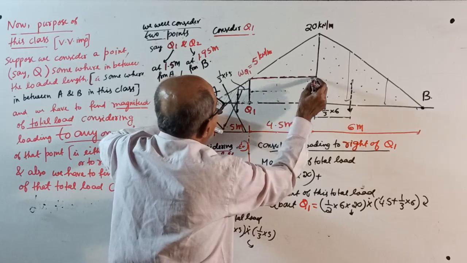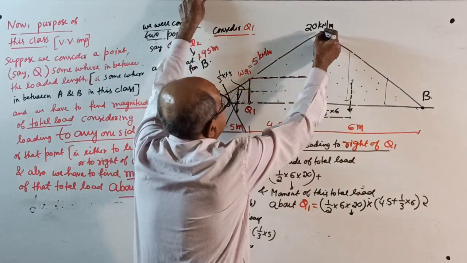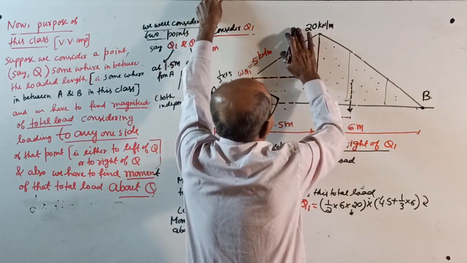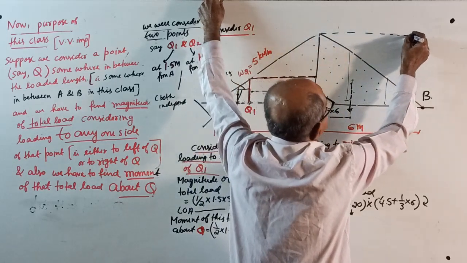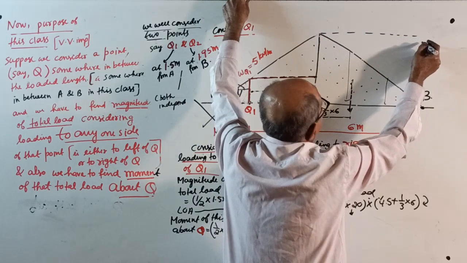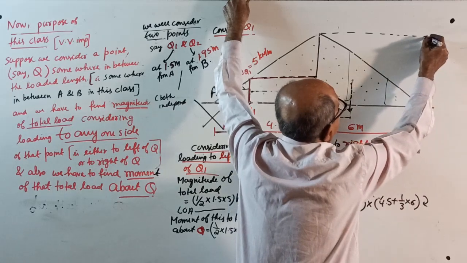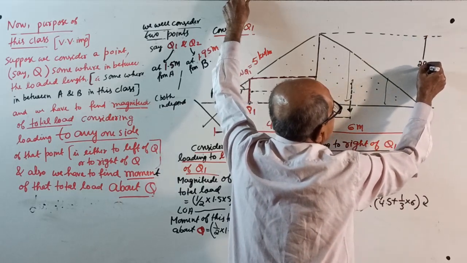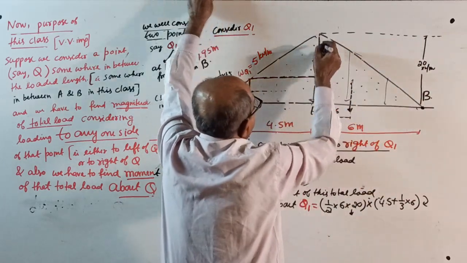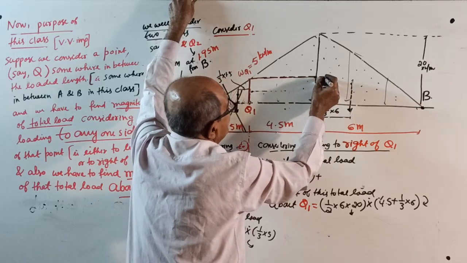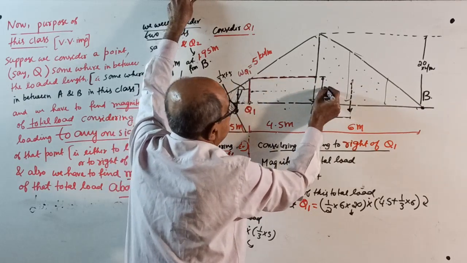Then be careful. This is 5 kN per meter. This full is 20. Do one thing. On the safer side, you write 20 here, otherwise there is a problem. See, here I'll write 20 kN per meter. That is for this full triangle. For this triangle, a light line right here. This is already known. How much? 5 kN per meter.